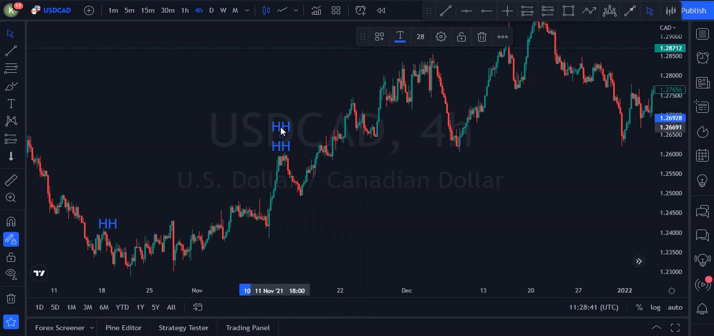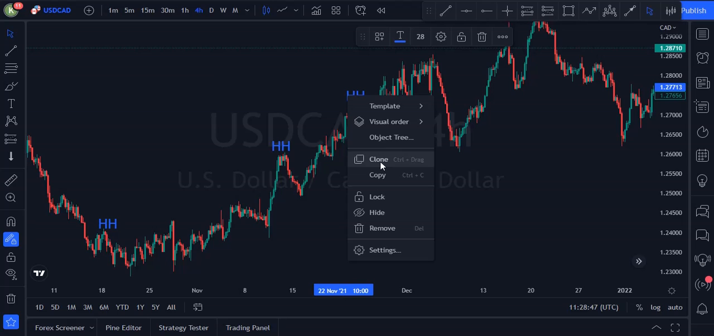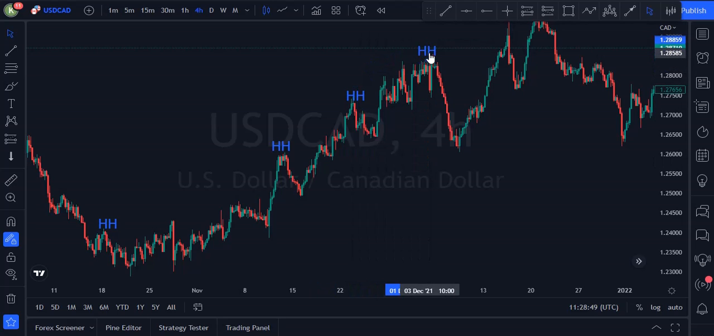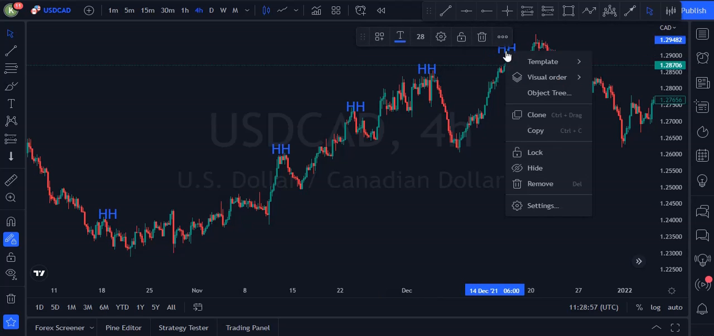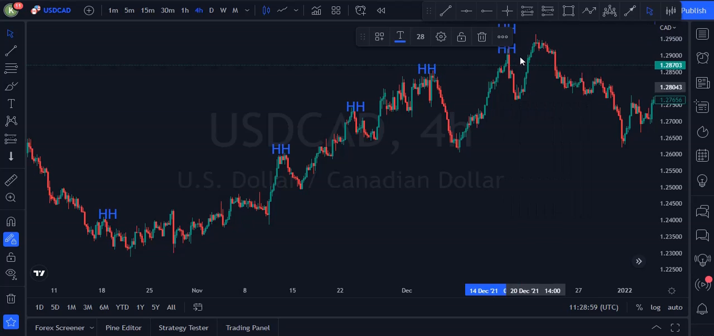I'm just gonna clone, I'm lazy to type. The third one, the fourth one, okay, sorry, the fifth one, and the last one. So now let's look for the higher lows.